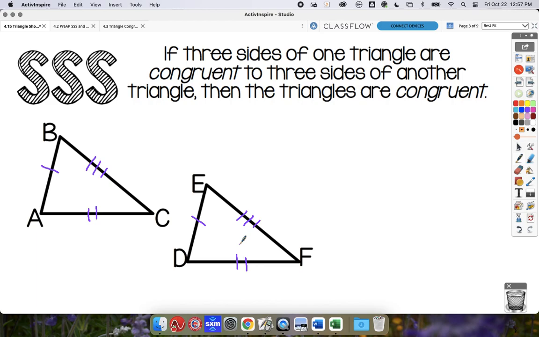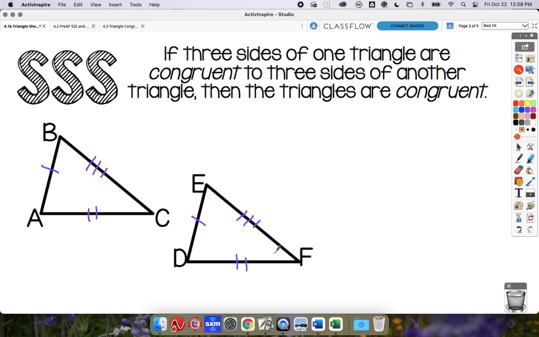So do you know anything about angle A and angle D right now? Does it tell you anything about their sizes? No. But because I have 3 pairs of congruent sides, it is implied that these 2 angles are exactly the same size, and that these 2 angles are exactly the same size. It's a shortcut. It takes your proof from 6 steps down to 3. Does that make sense? Okay.